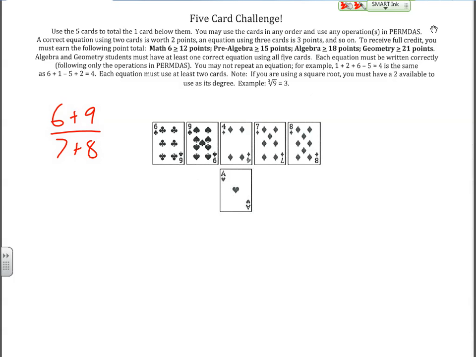So a 4-point freebie here, 6 plus 9 divided by 7 plus 8 will give us 15 divided by 15, which equals 1 whole, or 1. Okay, so there's a 4-point freebie for you. If you can find any other ways to divide something by itself, that would be handy.